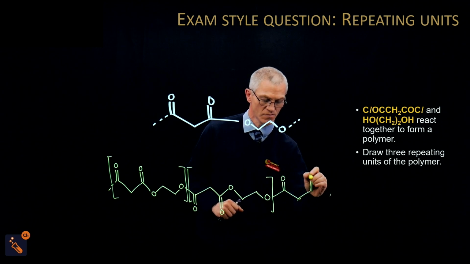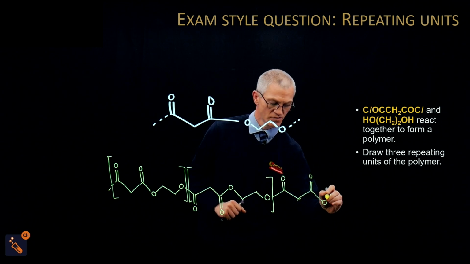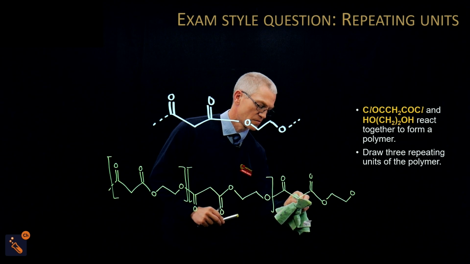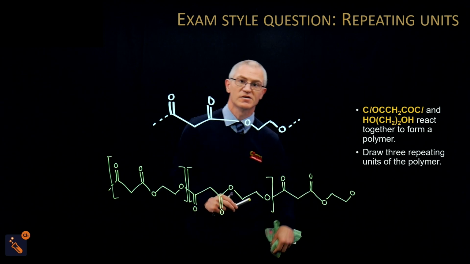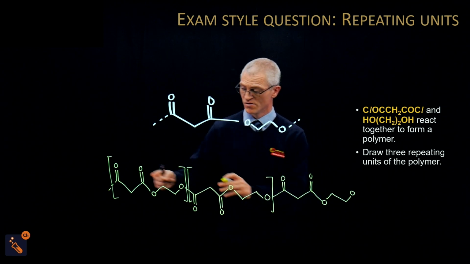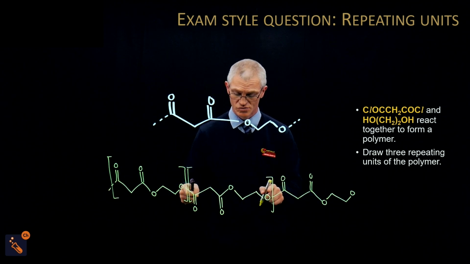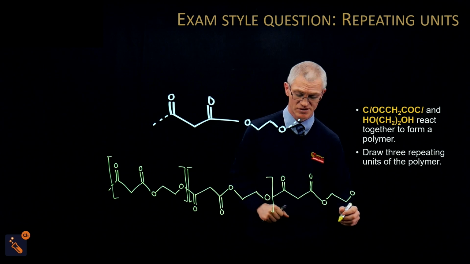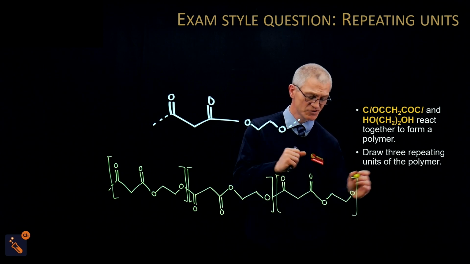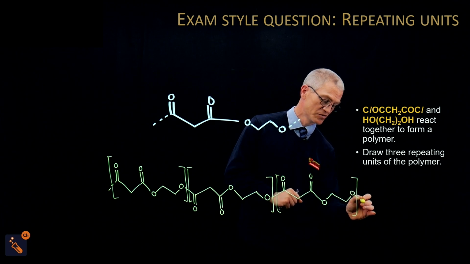Okay. There we go. And I have repeated it again. Let's just get rid of that. Okay, so I've repeated it again. You'll find I've got 1 repeating unit, 2 repeating units, 3 repeating units, as you can see like that. I've just got to finish it off with a bond.